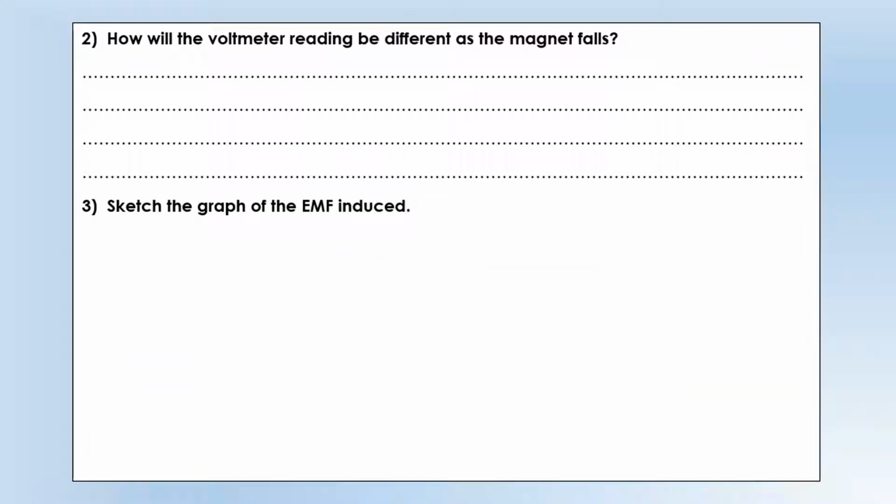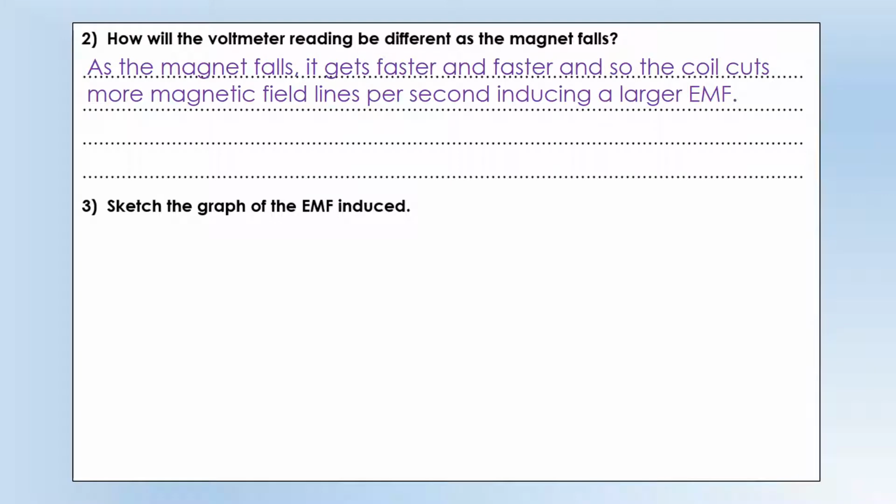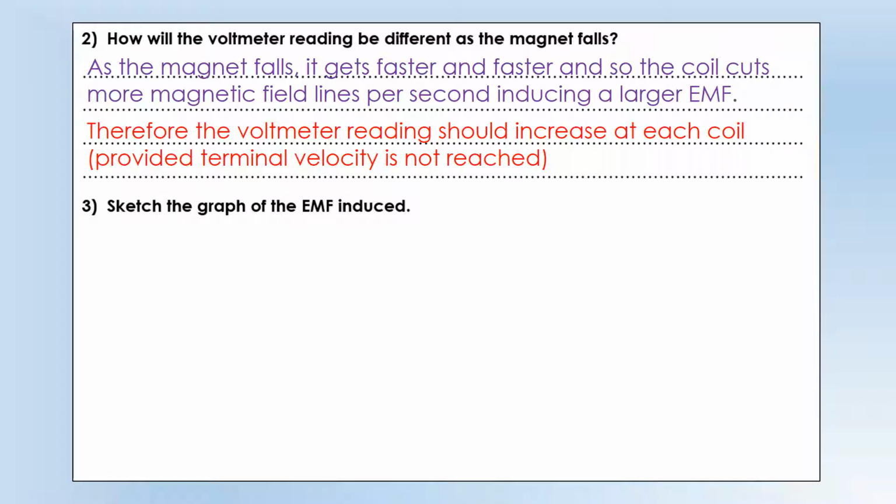So how will the voltmeter reading be different as the magnet falls? The key is that gravity is going to be acting on our magnet, so the magnet is going to be getting faster and faster. The faster the magnet is going, the more field lines are going to cut through the coils per second. So using Faraday's law, we expect to induce a larger EMF. We're expecting the voltmeter reading to increase with each coil that the magnet passes through. That's just using content from the previous video.